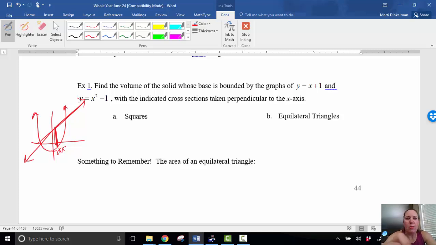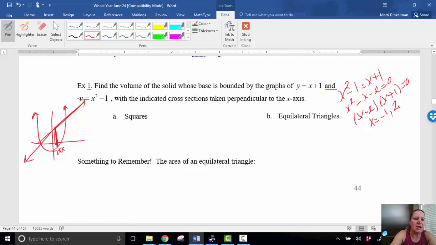Okay, let's figure out where they intersect. So I want to know where x squared minus 1 equals x plus 1. So that would be where x squared minus x minus 2 is 0. So (x minus 2)(x plus 1), so negative 1 and 2. And that makes, I guess, somewhat sense. Again, I just sketched, so I could be off. So with squares, again, I kind of like to draw a little picture that what's popping up out of there is some squares.